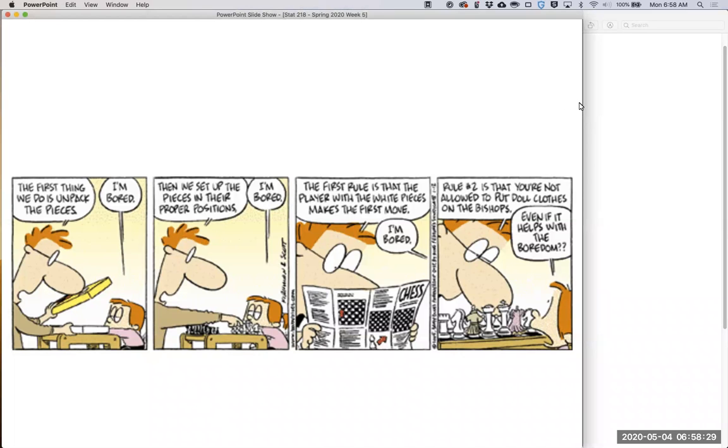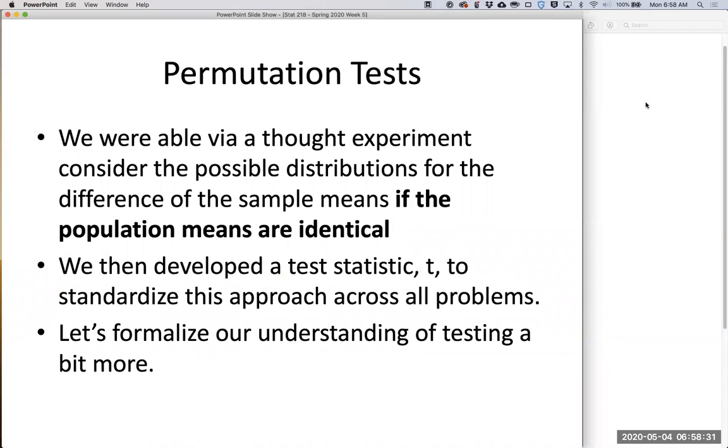So conceptually, I want to get into the concept of a permutation test, and we're going to do this via thought experiment rather than actually doing it with software this term. Again, changes due to a virus.